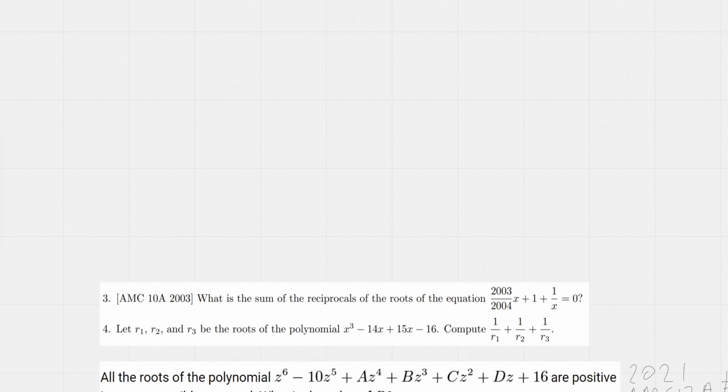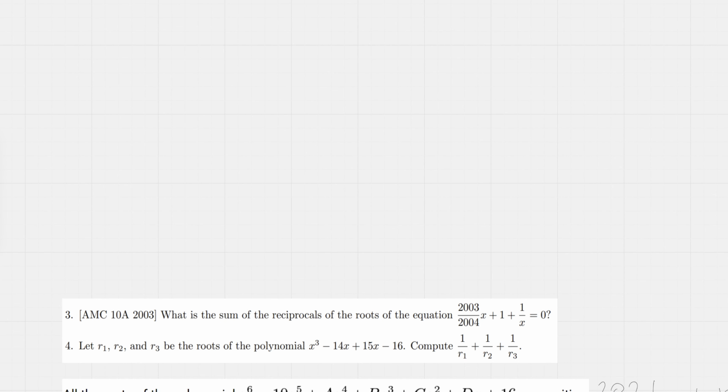Suppose you're given the following question. What is the sum of the reciprocals of the roots of the equation (2003/2004)x + 1 + 1/x = 0?